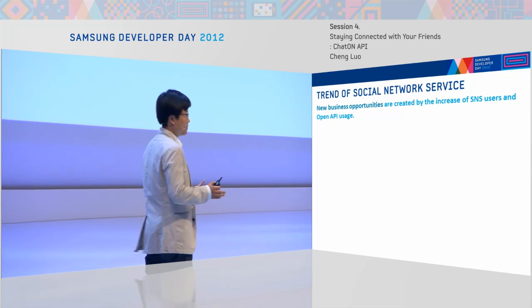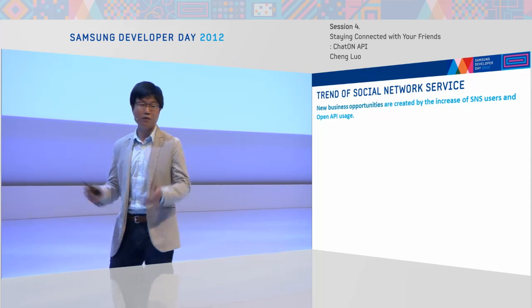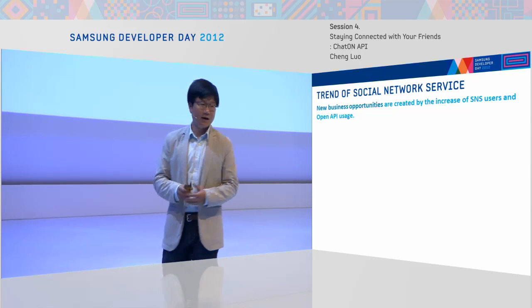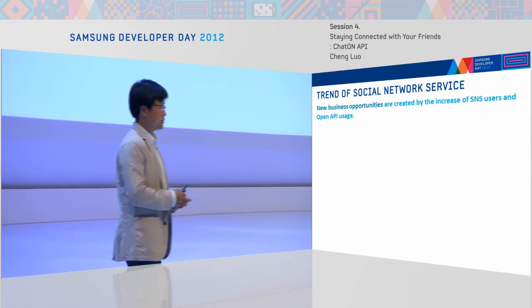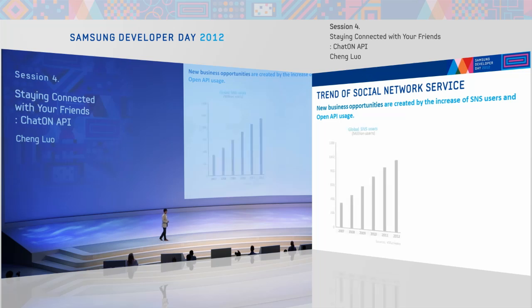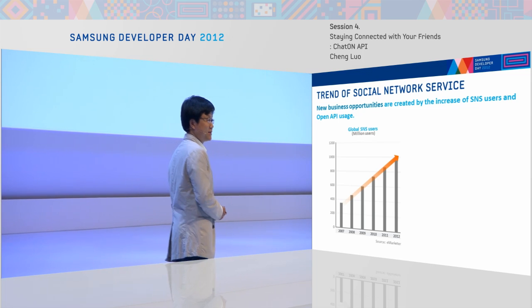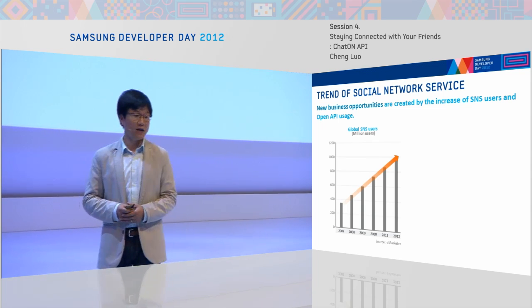What is the social networking service market and what does it look like, and what has been done so far? I think developers are concerned about two things of social media or social networks. First is the users. How many users are we talking about? You might not have an idea, but right now, in 2012, global social network users reach about 10 billion. And that's about 20% of the global population.